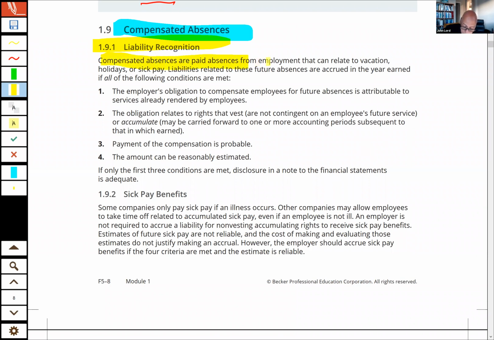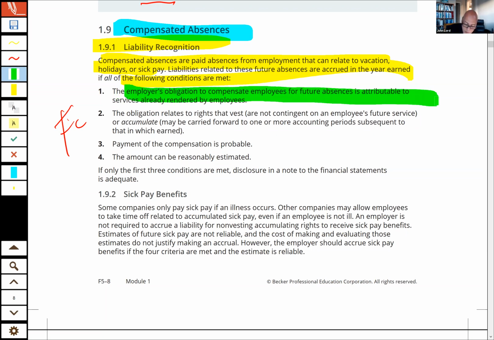Compensated absences or paid absences, usually vacation, holidays, sick pay. And liabilities relate to future absences and are accrued in the year ended if all of the following are met. When you get something like that, I feel a flashcard coming. The employer's obligation to compensate for future absences is attributed to service already rendered, right? For every year you work, you get 2 weeks vacation, right? You've already worked that year.